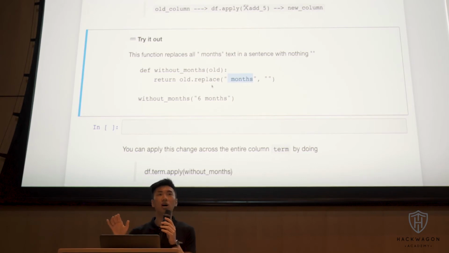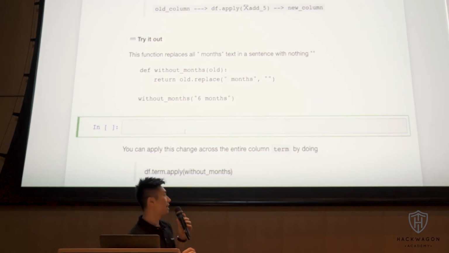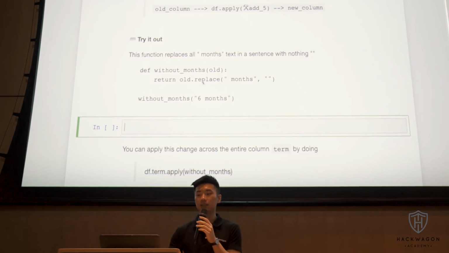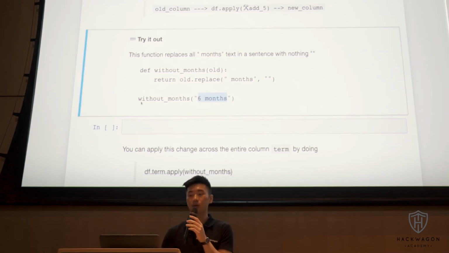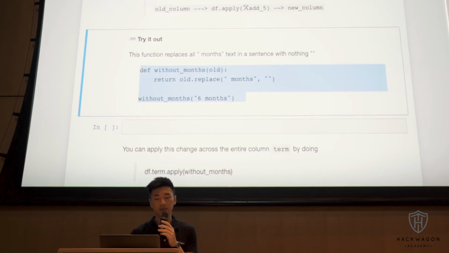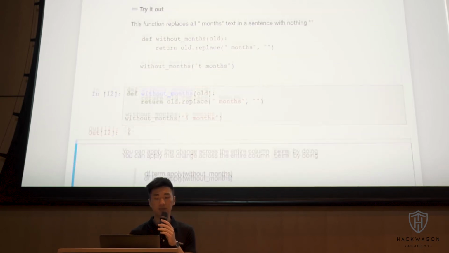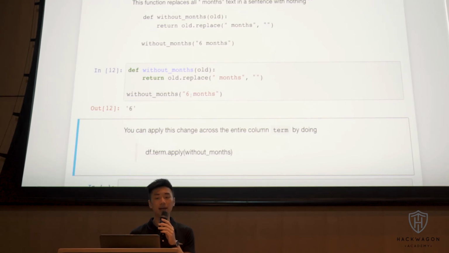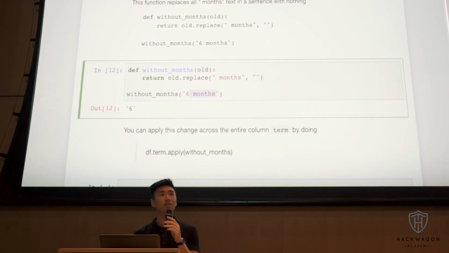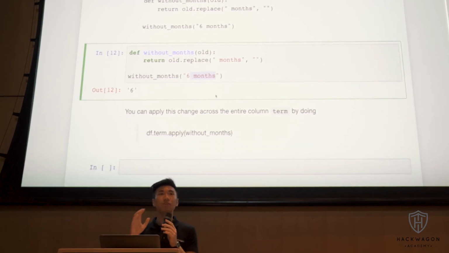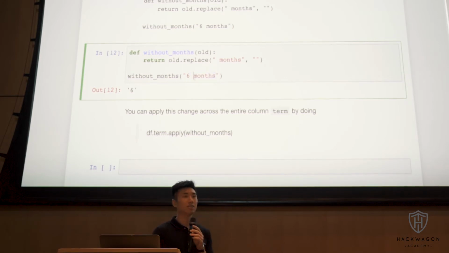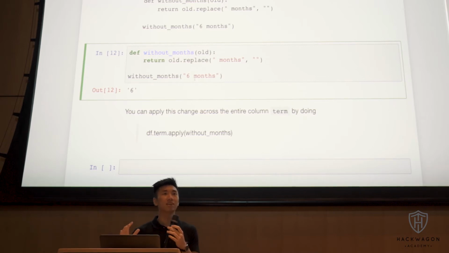You can find and replace all "years old," or in this case "months," and replace it with an empty string. So in this case, I have a function without months that takes in a text, for example "6 months," and when you run it, you would get just 6. What I did was find and replace " months" and replace it with nothing. That gives me 6. Now, this function works only on a single value, "6 months." But when I'm dealing with an entire data set, I just want to apply it across the whole thing. Now this is the beauty of it.